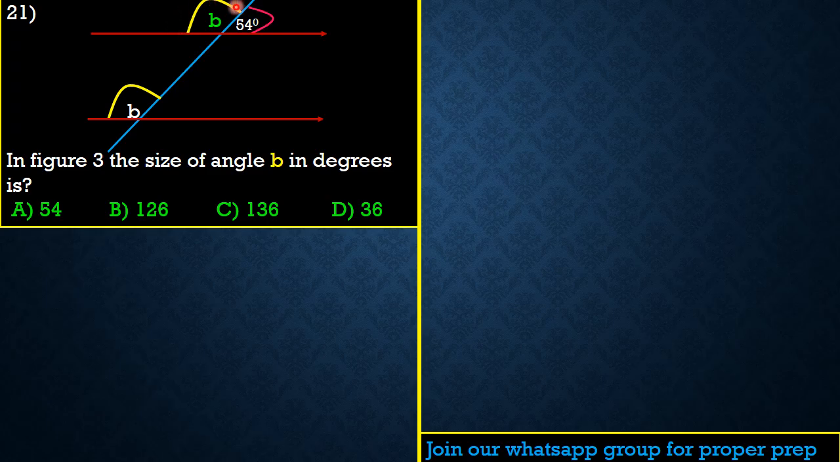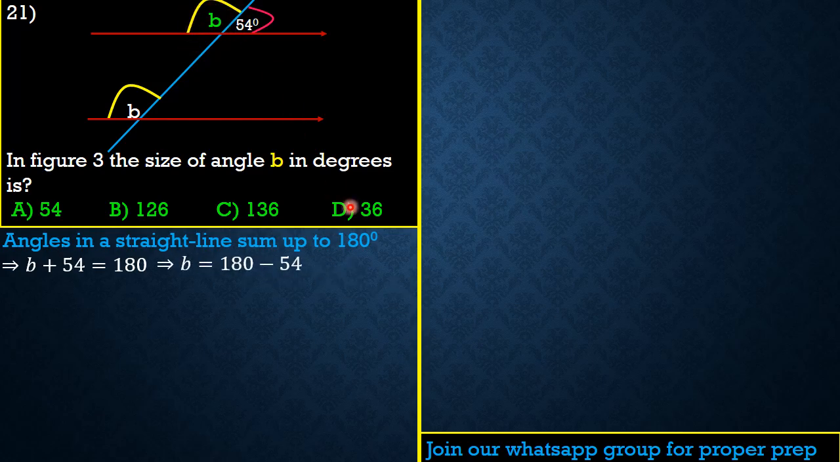As such, do you see that angle B plus 54 degrees must give us 180? Let's know that angles in a straight line must add up to 180 degrees, because these angles are in a straight line. So we can take B plus 54 to give us 180. Solving for B, we have B equals 180 minus 54, which gives us an answer of 126. So option B, guys, is the best option for this question.